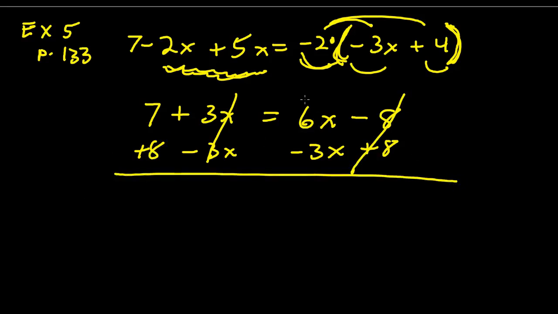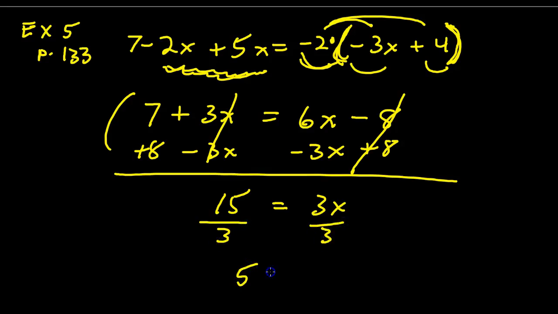All right, on the right, 6x minus 3x is 3x, positive 3x, and of course 7 plus 8 is 15. So 15 equals 3x. If I divide both sides by positive 3, I'll get a 5 on the left and just a 1x or an x on the right. So x equals positive 5.